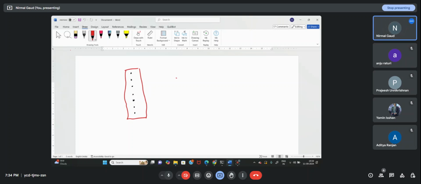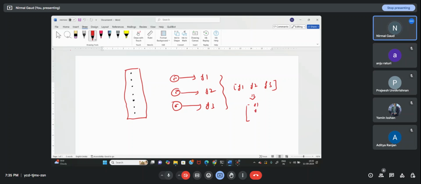Here I will take 3 sigma. Why 3 sigma? Because I require 3 outputs. That will be f1, f2, f3. So I will make a vector of these three like this: f1, f2, f3. If I make it row-wise there is no issue, you can consider it as row-wise f1, f2, f3. So it will be 3x1.